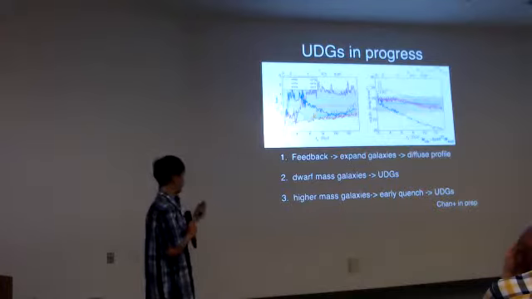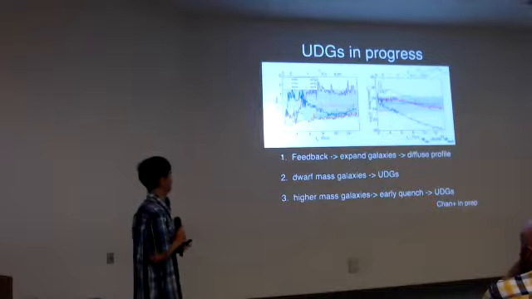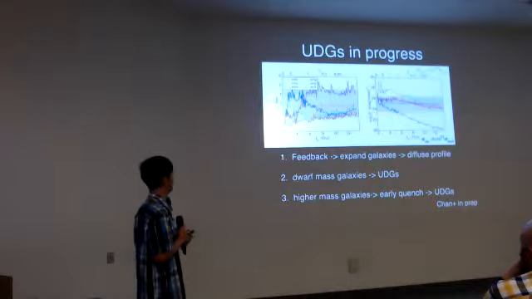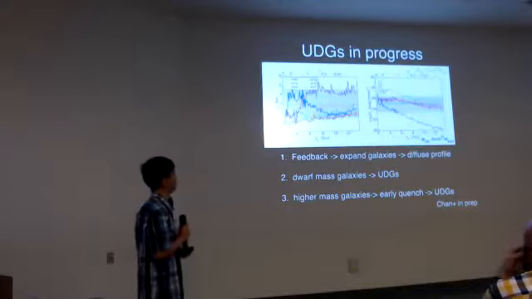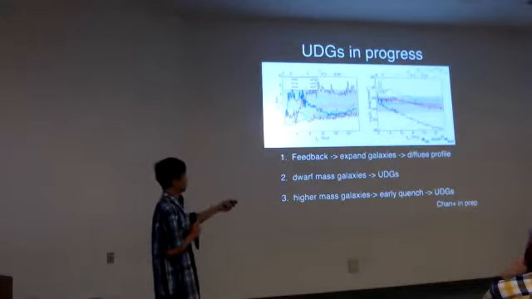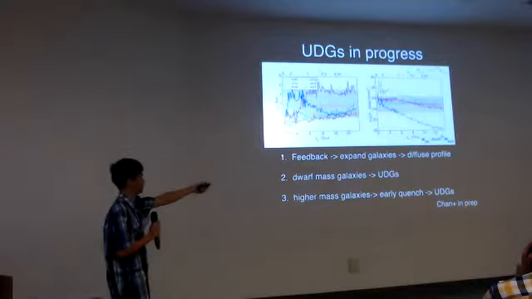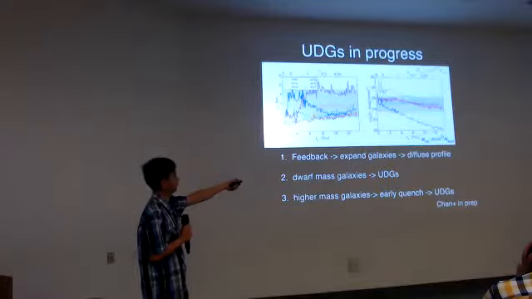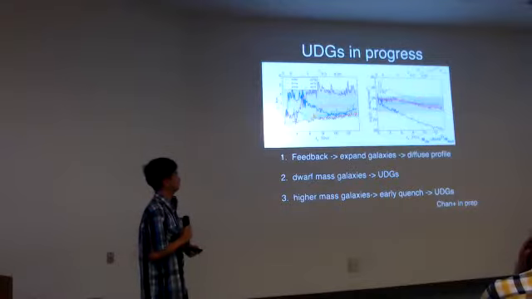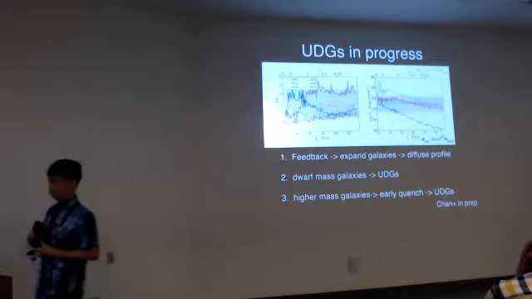Basically, we have observed that the feedback can expand the galaxy to a very diffuse profile and provide a very large effective radius, comparable to the Milky Way. The surface brightness is also very small, especially at late time for the small UDGs, and at early time for the bigger UDGs, for example the blue line there. And if we quench before 6 gigayears, then we can produce an ultra diffuse UDG.